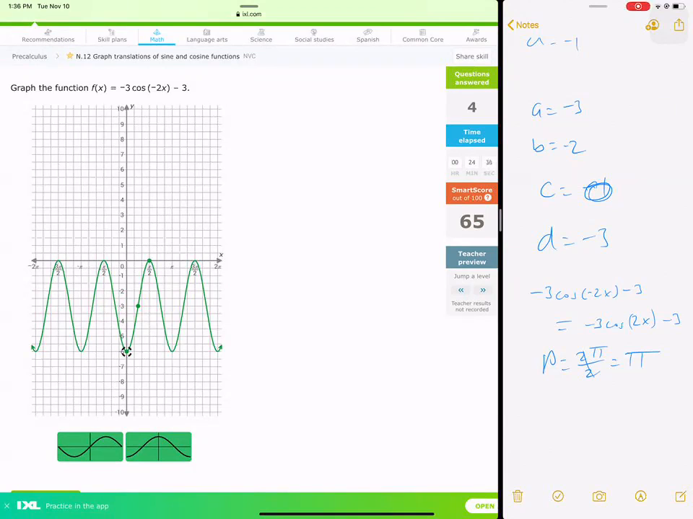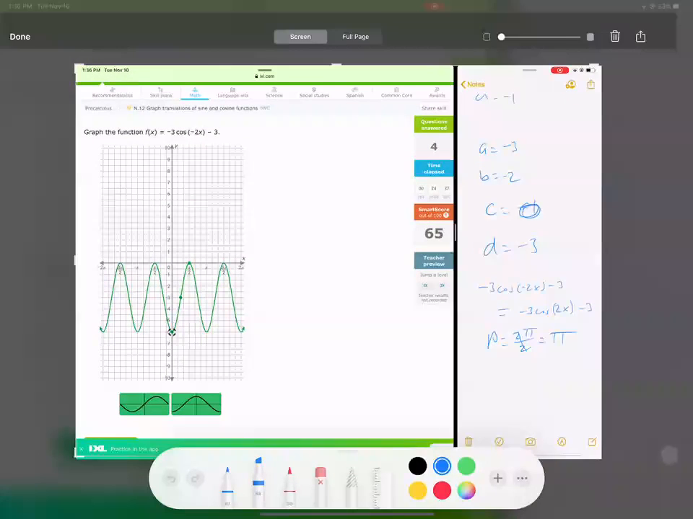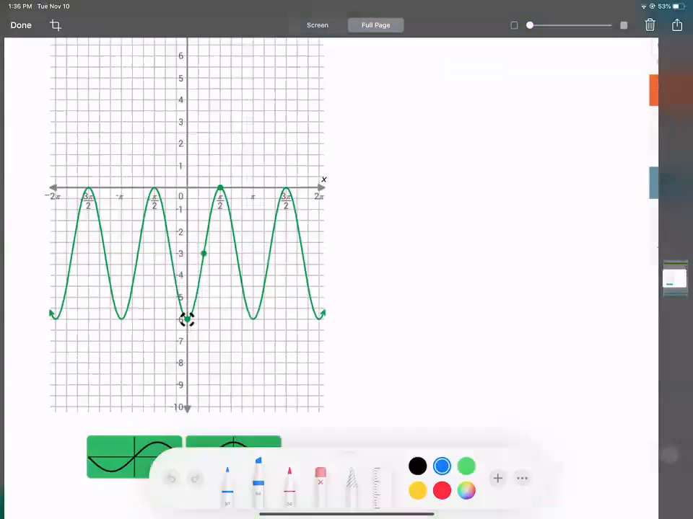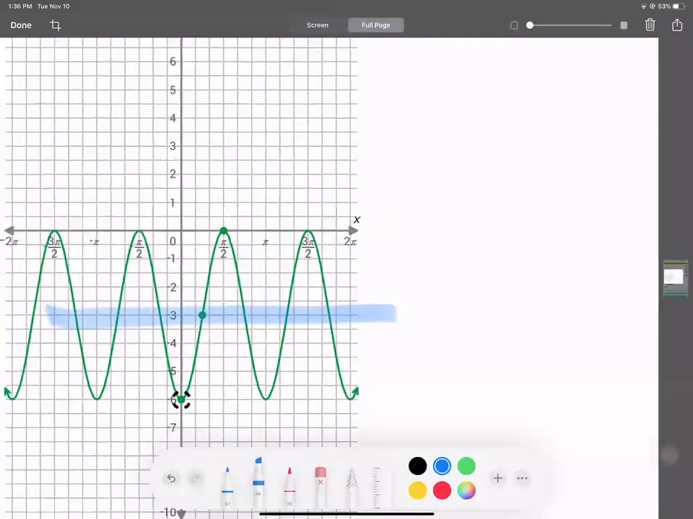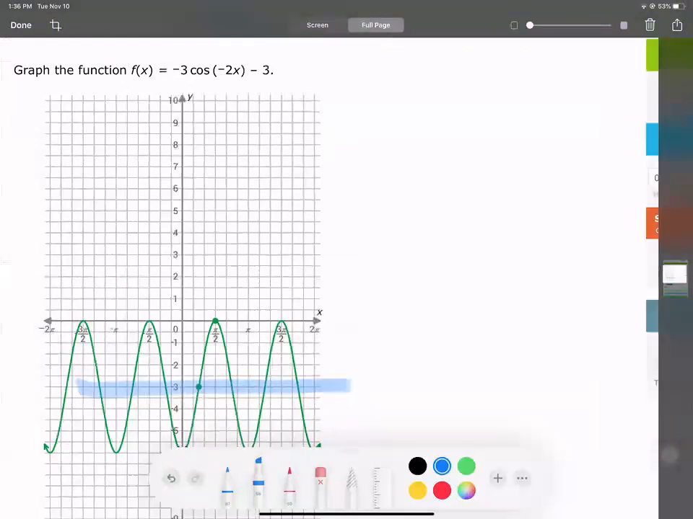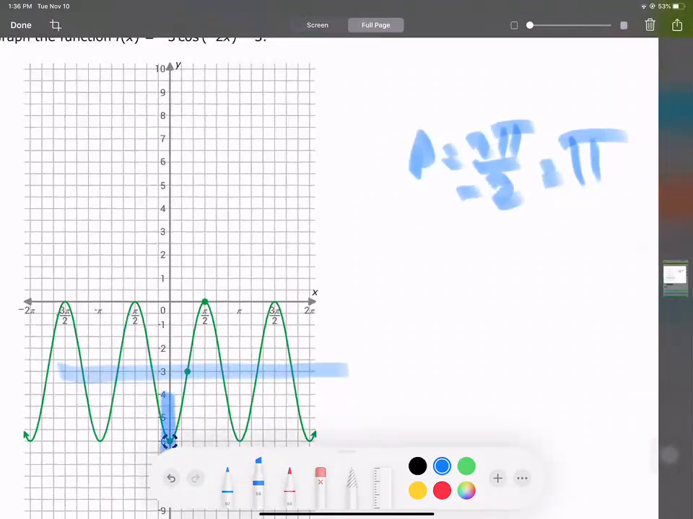Now let's go ahead and double check this. I'm going to zoom in. Make sure we have everything. Our D value we said was -3. Yes, that is -3. Our period P is equal to 2 pi over 2, which is going to be pi. So we start at 0, we end at pi. That looks good so far.